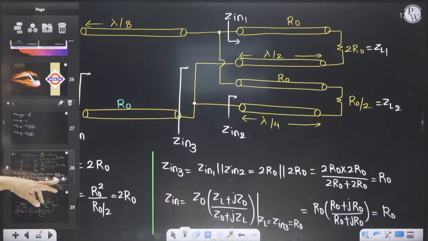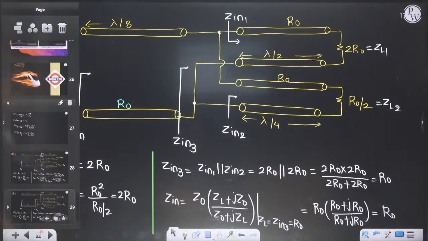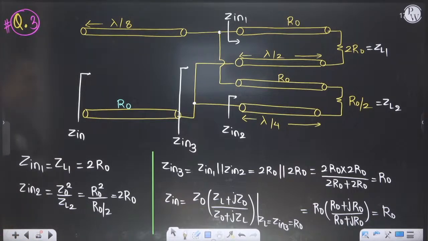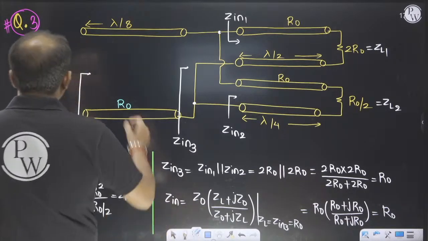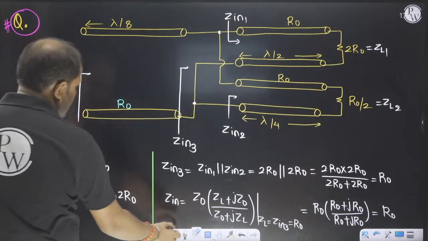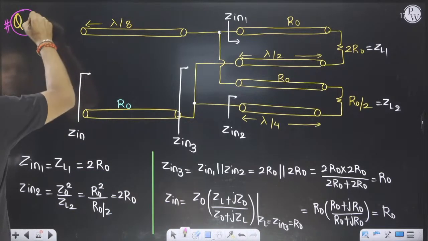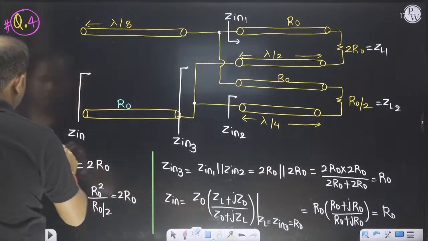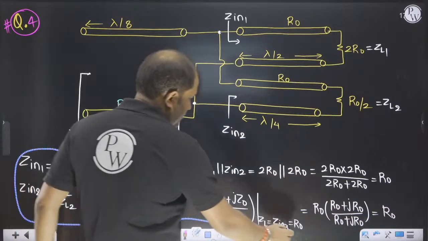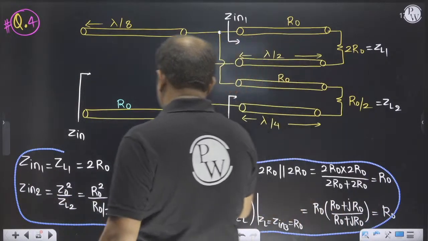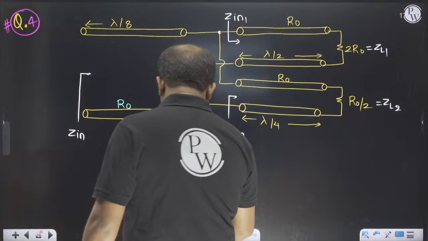Then what will happen? Then they can ask something else with the same question. What will they ask? They will ask for the reflection coefficient. So I have to give the reflection coefficient.